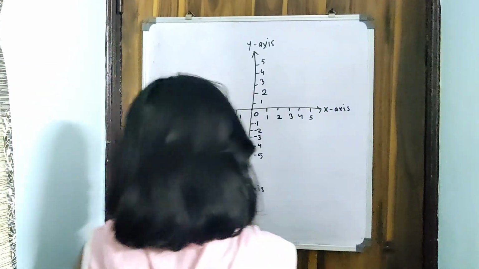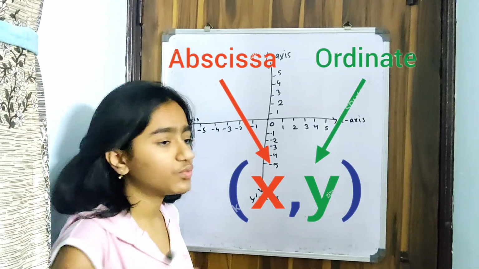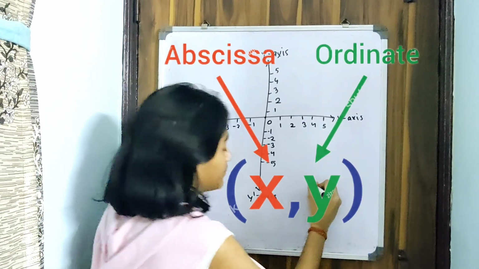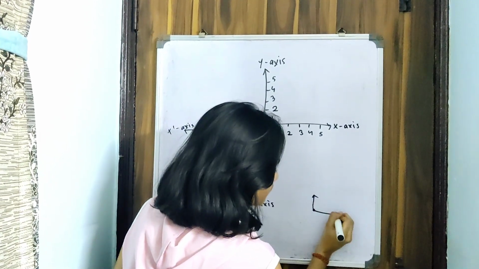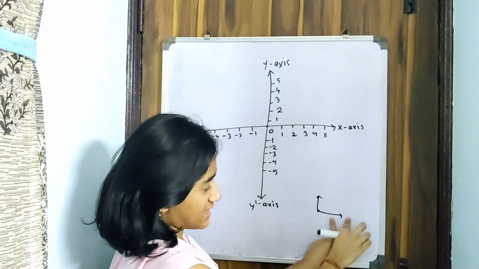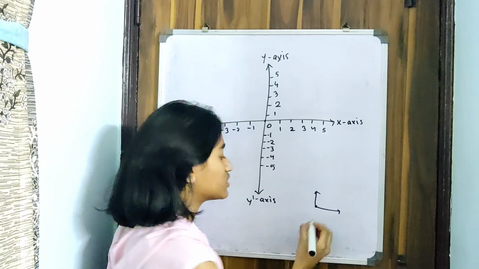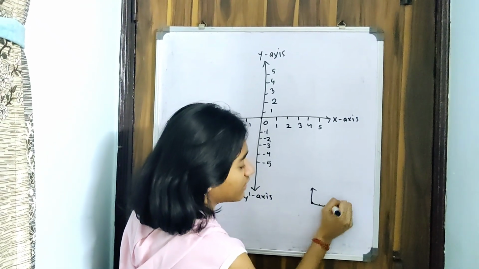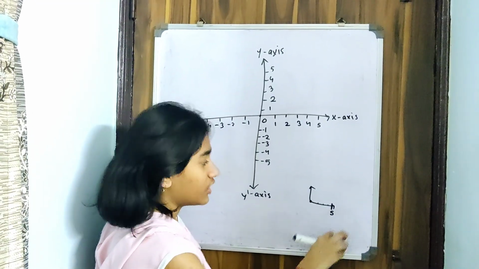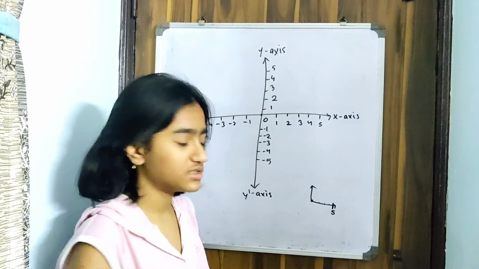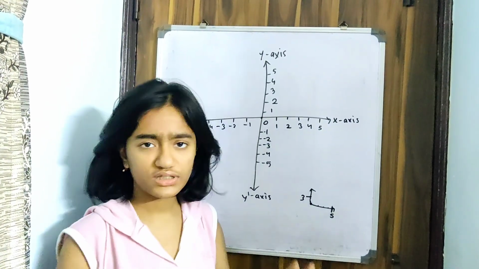Now comes the topic of abscissa and ordinate. Earlier, in a simple graph, if there is 5, we have to mark 5 on the y-axis. So simply 1, 2, 3, 4, 5. Here is the marking of the point 5. If you want to mark 3 on the y-axis, we will simply go 1, 2, 3. This is 3. So this was very simple.